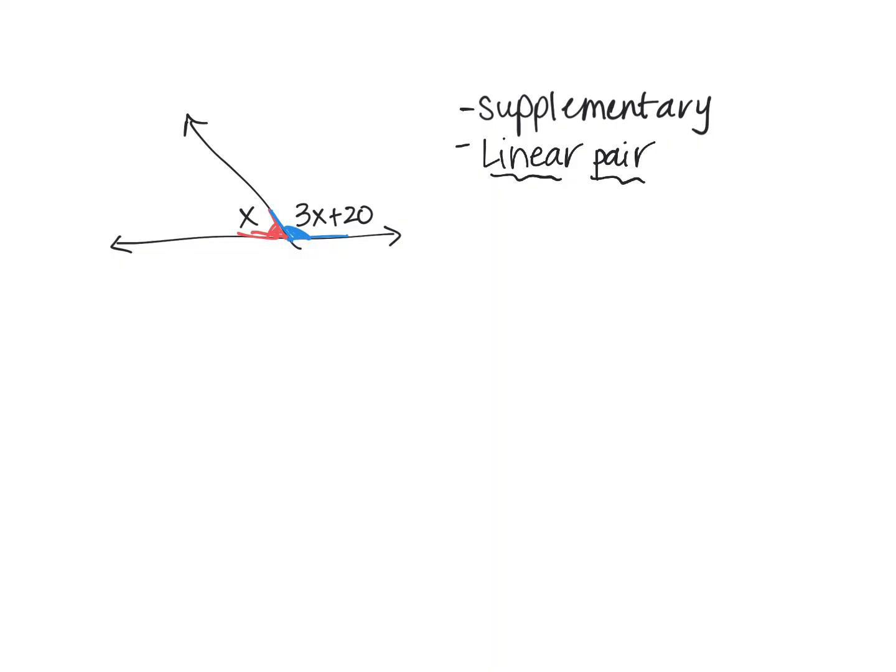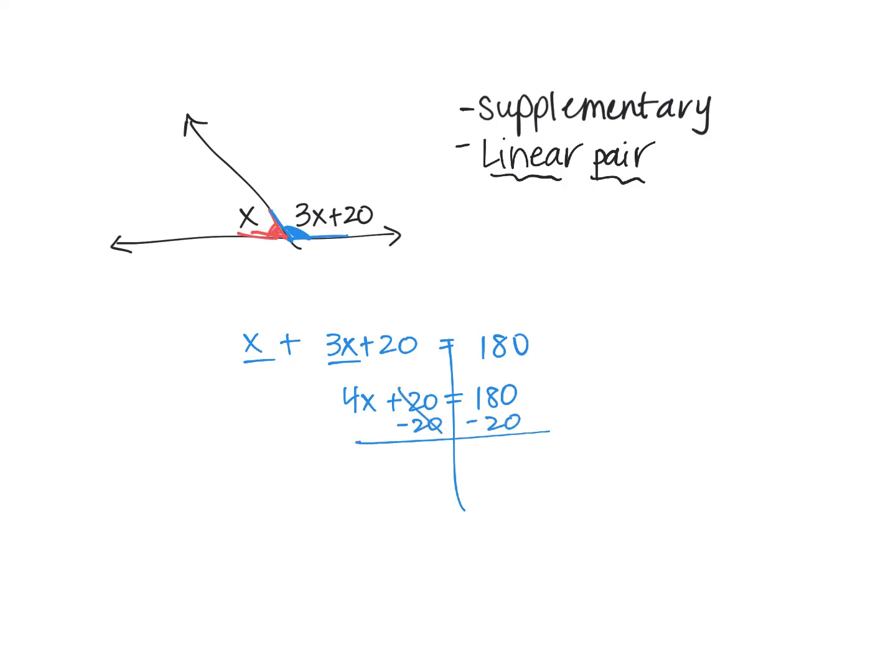So could you guys go ahead and pause the video and try this one? Could you solve for x and then figure out what both of those angles measure? All right, so if you set this up, you should have said that first angle plus that second angle equal 180 together. If I set this up to solve it, I have x and 3x, which is 4x, plus 20 equals 180. Hopefully you subtracted 20. And you got 4x equals 160. Divide by 4, and you should have got x equals 40.